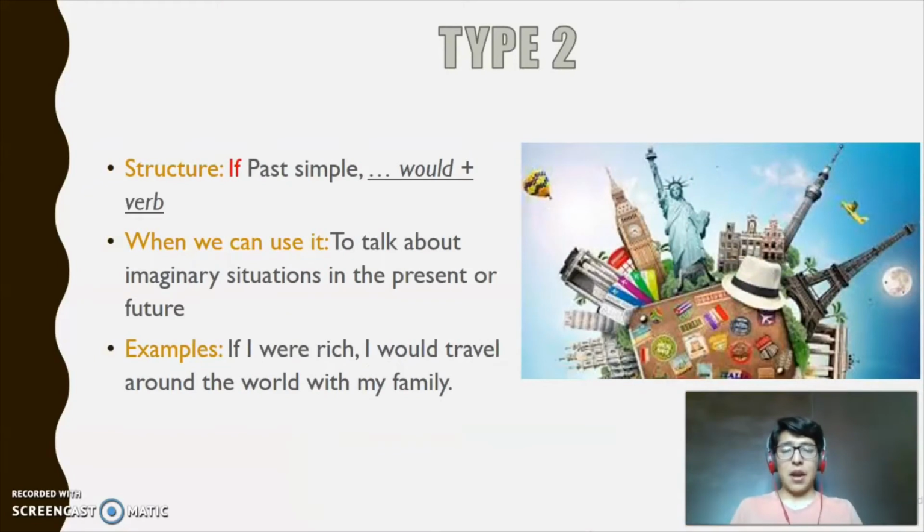Now we have the type 2, guys. The structure that we use is, in the first part we put the past simple, and in the next part we use would and the verb in infinitive form. We can use it to talk about imaginary situations in the present or even in the future. An example could be, if I were rich, I would travel around the world with my family.